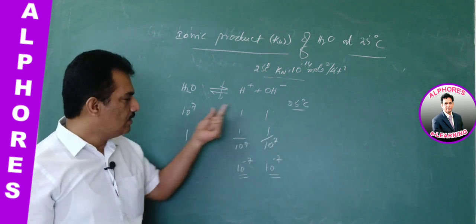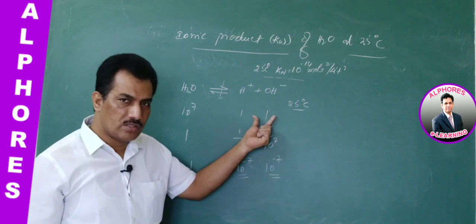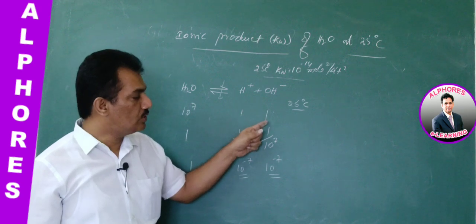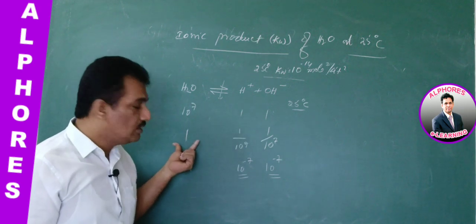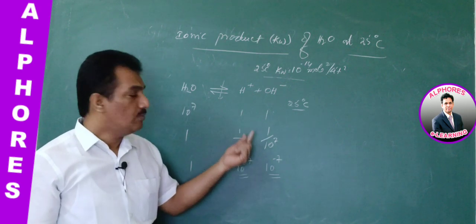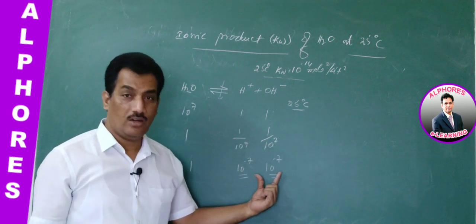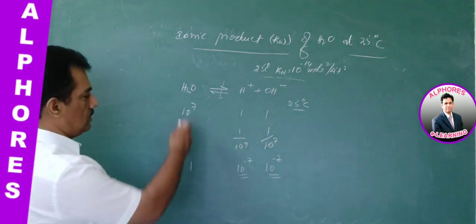Out of 10 to the power of 7, 1 molecule, or 1 mole, will dissociate. And when 10 to the power of 7 makes 1 mole dissociate like this, if 1 mole is present, then 1 by 10 to the power of 7. That makes, when we are considering the values, we are getting this. Are you clear?